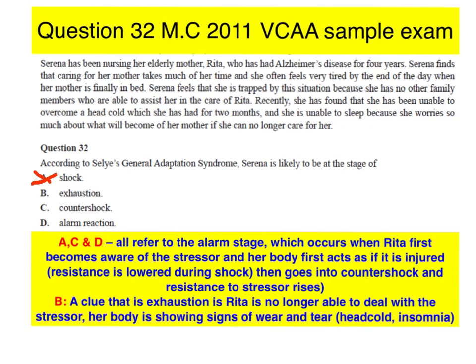So, A, C and D are all part of the alarm stage, where we first become aware of the stressor. The answer is, of course, B. She's showing signs of wear and tear, as indicated by the fact that she can't sleep, she's had a head cold for 2 months, and she can no longer care for her mum.